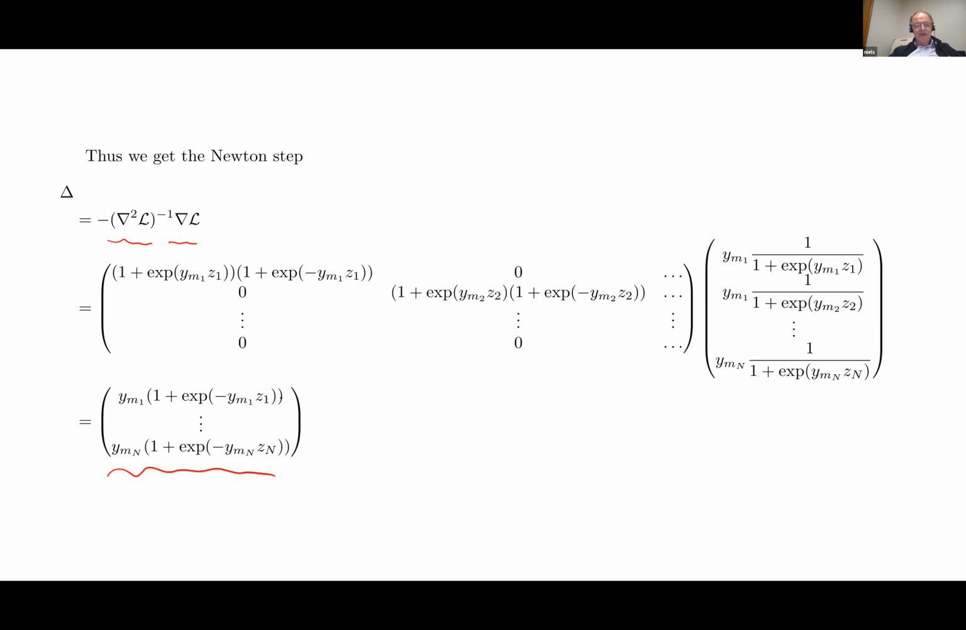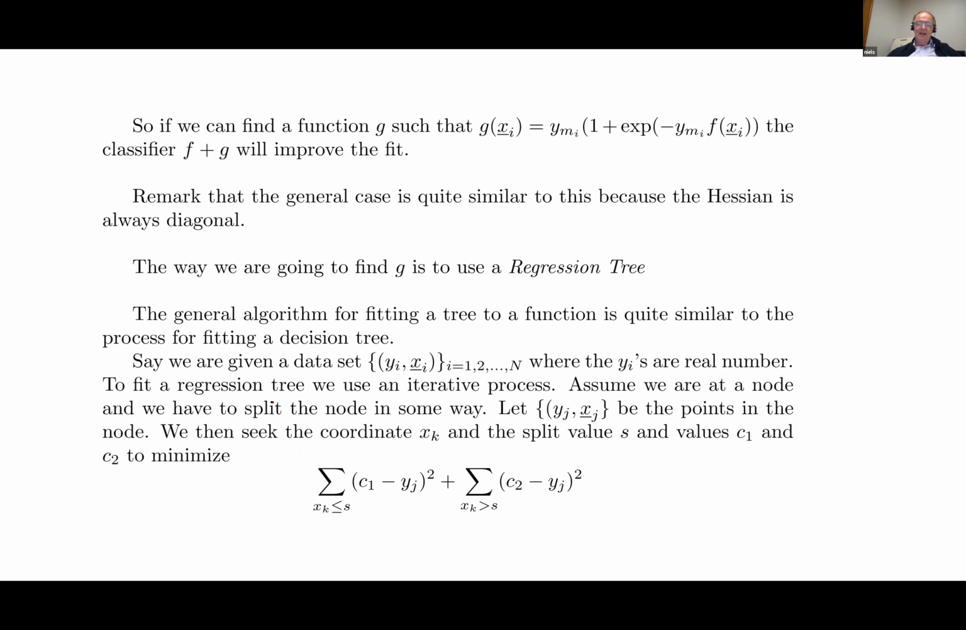Now these are just numbers here, capital N numbers. So I don't have a function yet, but that's my next step. I want to find a function g such that its values on the data points are precisely these numbers, or at least very close to them. If I have such a function, then I can take my new classifier f plus g, and that will improve the fit and lower the value of the loss function.